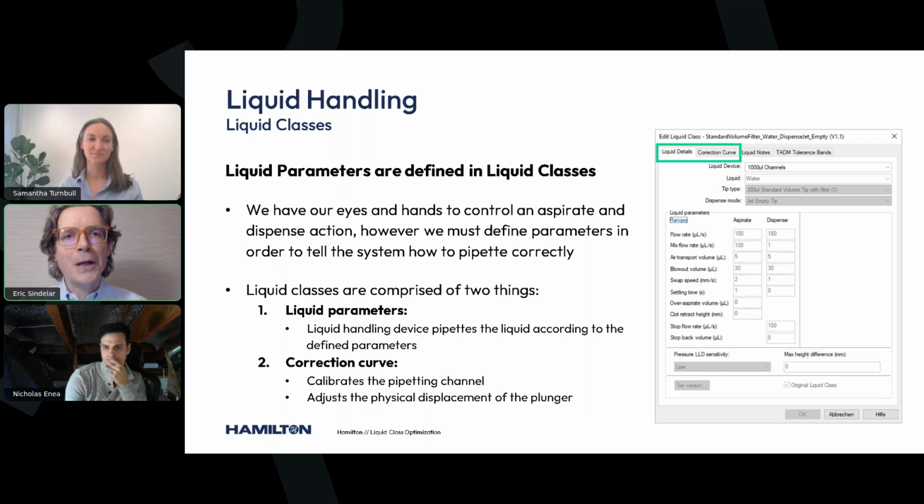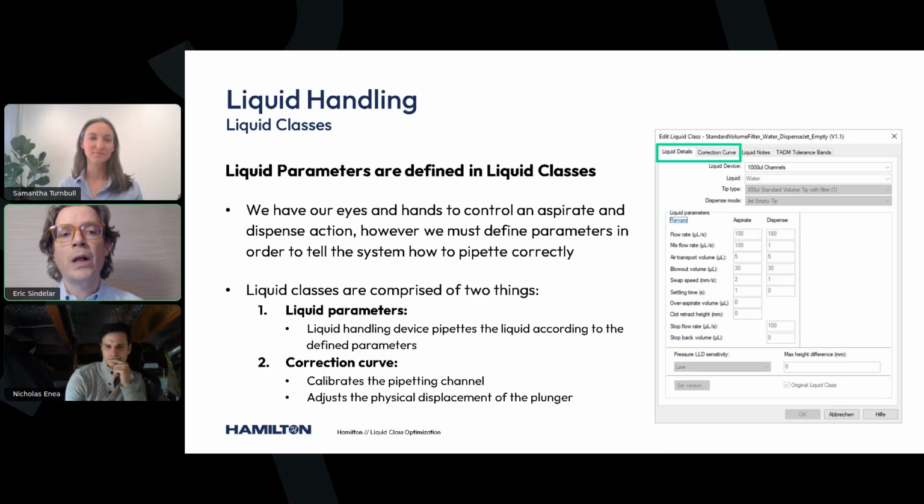We have our eyes and our hands to control the aspirate and dispense action when pipetting manually, but for automated platforms, we have to define parameters in order to tell the system how to pipette correctly. On our platform, liquid classes are comprised of two things. First, liquid parameters. Here on the right is an example of a liquid class with a list of different liquid parameters, including flow rate, air transport volume, blowout volume, swap speed, and settling time, as well as other parameters. These all play a role in the precision of the liquid handling, how consistently the system is pipetting.